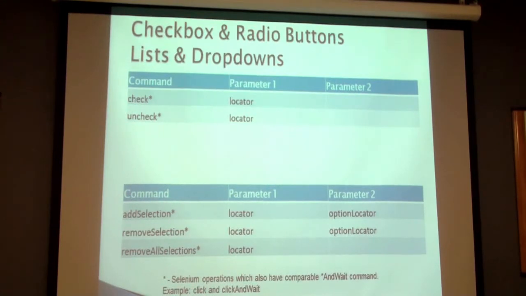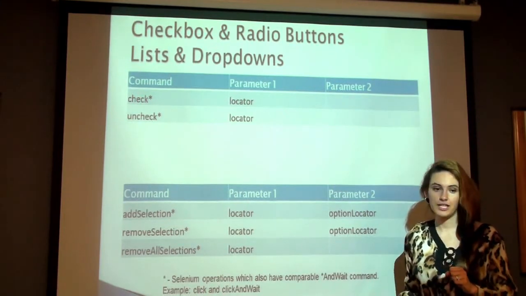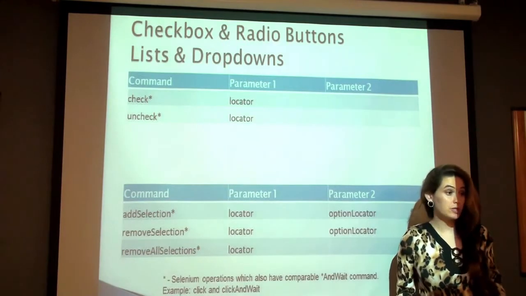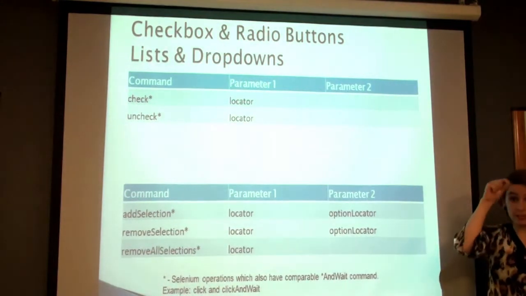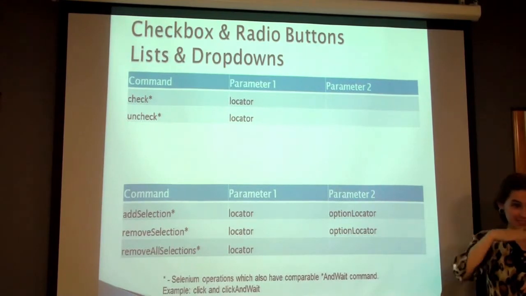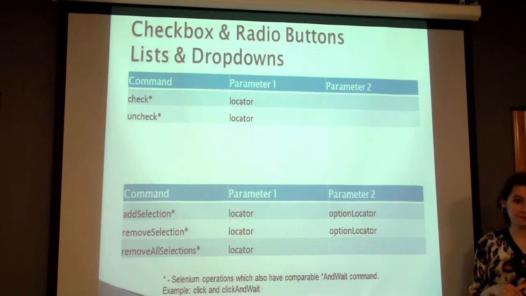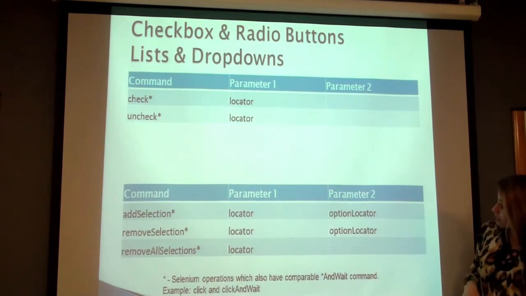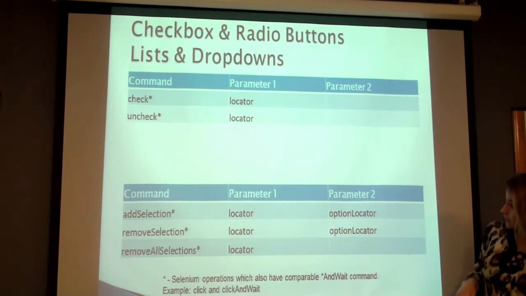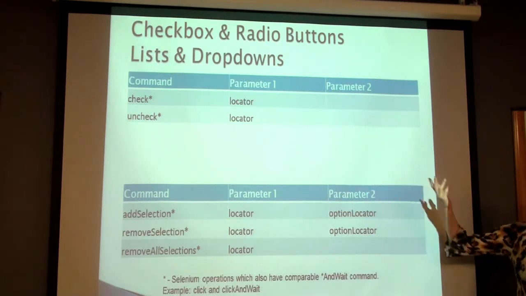Check, uncheck. Any questions? By the way, notice how all of them have asterisks. That means you can say check and wait, or uncheck and wait. Sometimes you do have to do that because sometimes you check a radio button and a whole other line of stuff opens up that you can select then, or type into. So sometimes you will say check and wait. This applies for checkboxes and radio buttons. You can check and uncheck both.